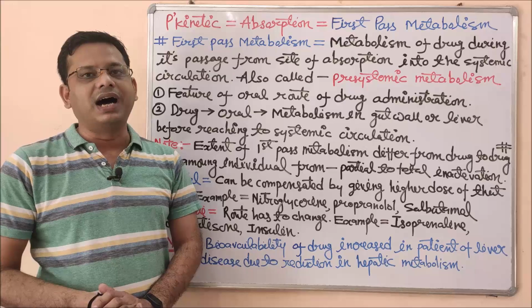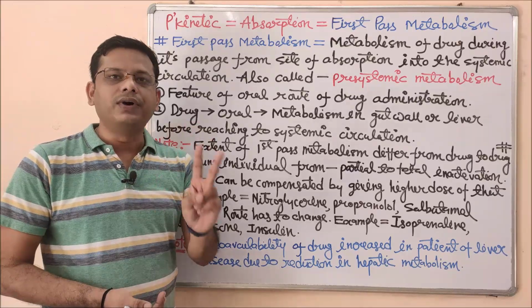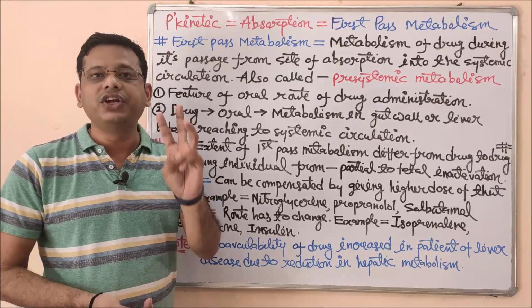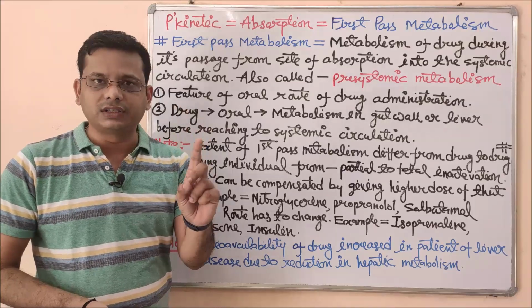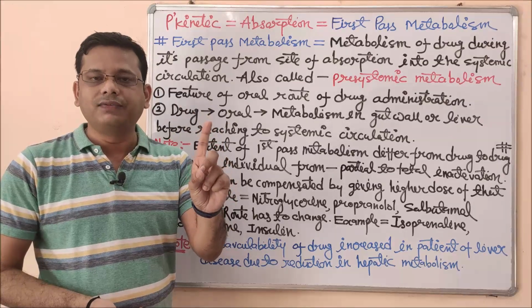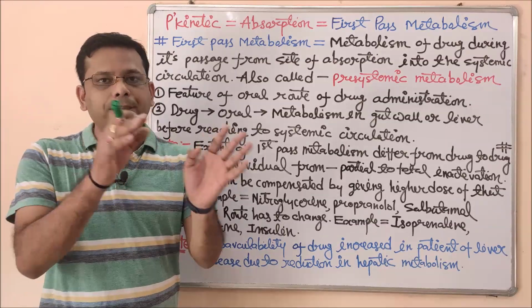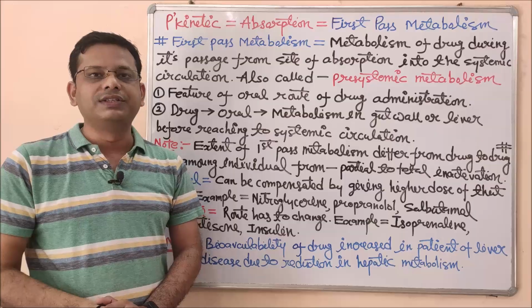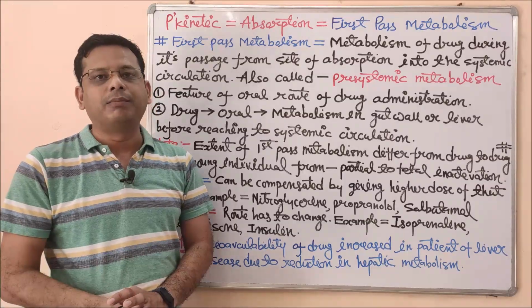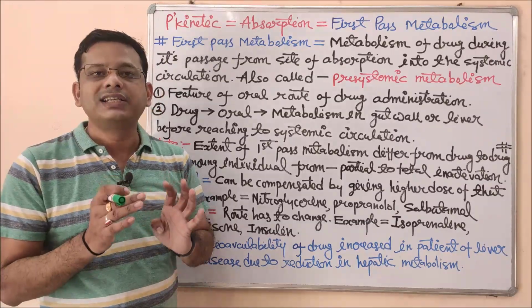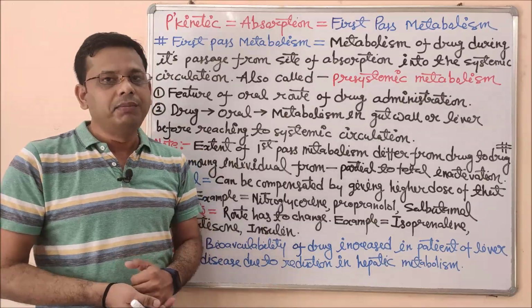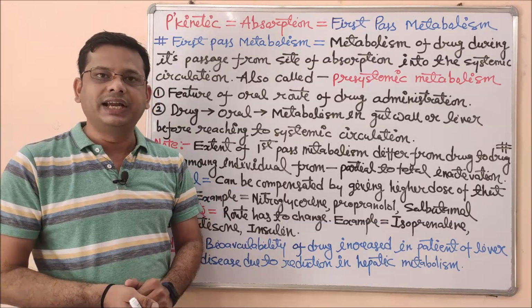So what is first pass metabolism? The term first pass metabolism has three consecutive words. The first one is first, that means the first one, in Hindi called pehla. Then the second word is pass, that means movement, passage, and the third one is metabolism. So we have to understand the meaning of metabolism because we have not yet studied it. In future classes we will study metabolism in much more detail.